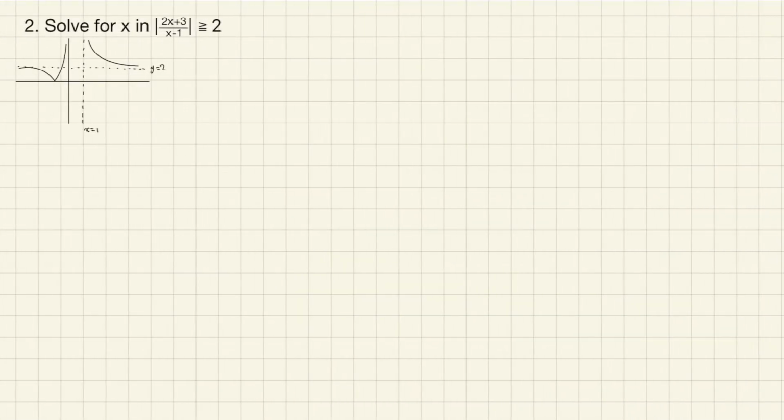Question 2 asks us to solve for x in the absolute value of 2x plus 3 over x minus 1, when it's greater than or equal to 2.